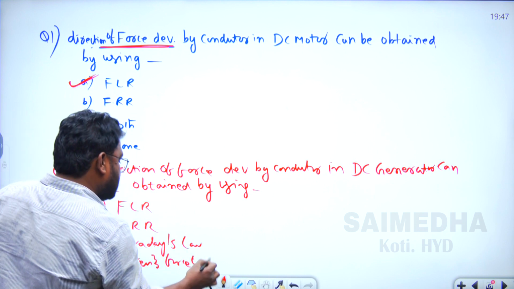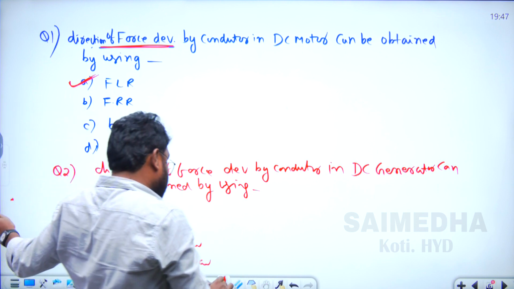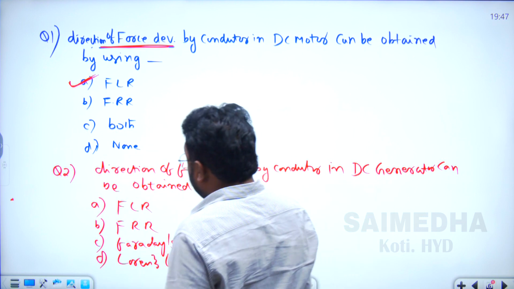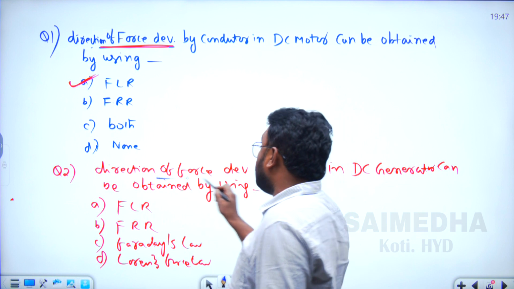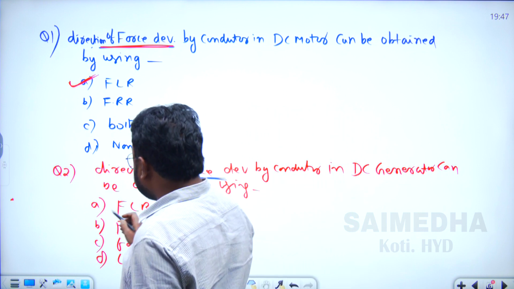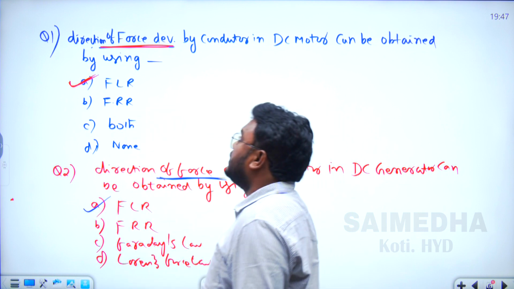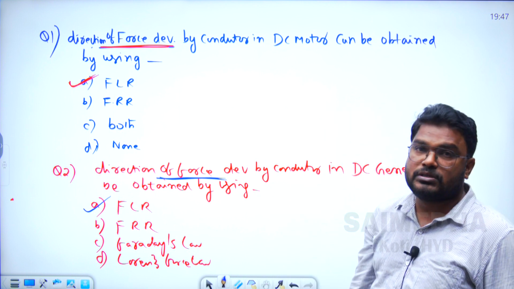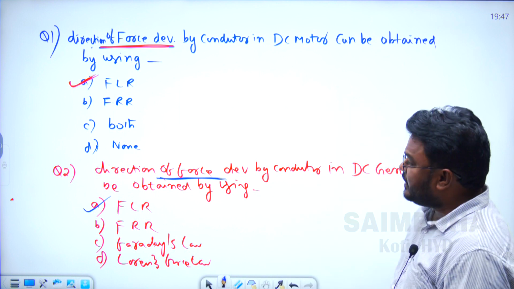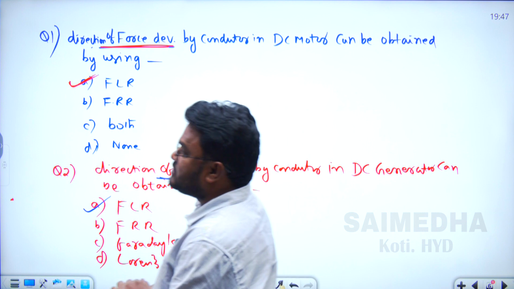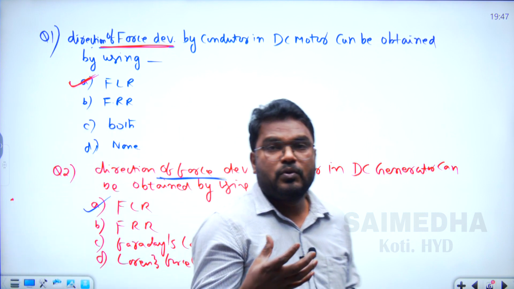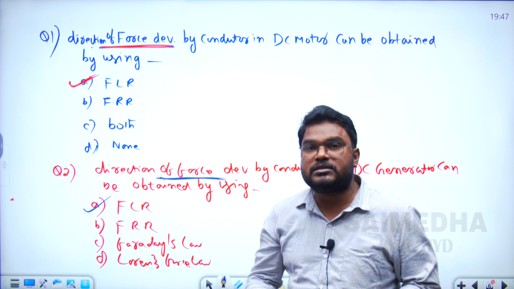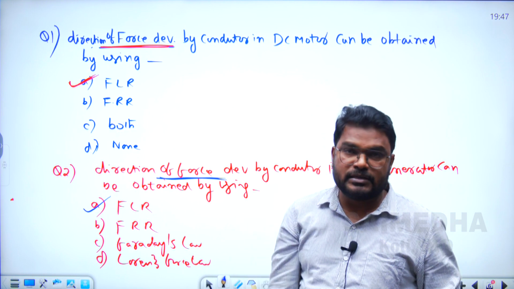If options are given like this, we require the direction of the force. Whether it is a generator or motor, the force direction must be obtained using which law? The FLR. These are the two types of questions, got it? Very simple questions, but basic concepts are very important to understand other concepts. If we are good at the basic concept, then we can analyze the other concepts.